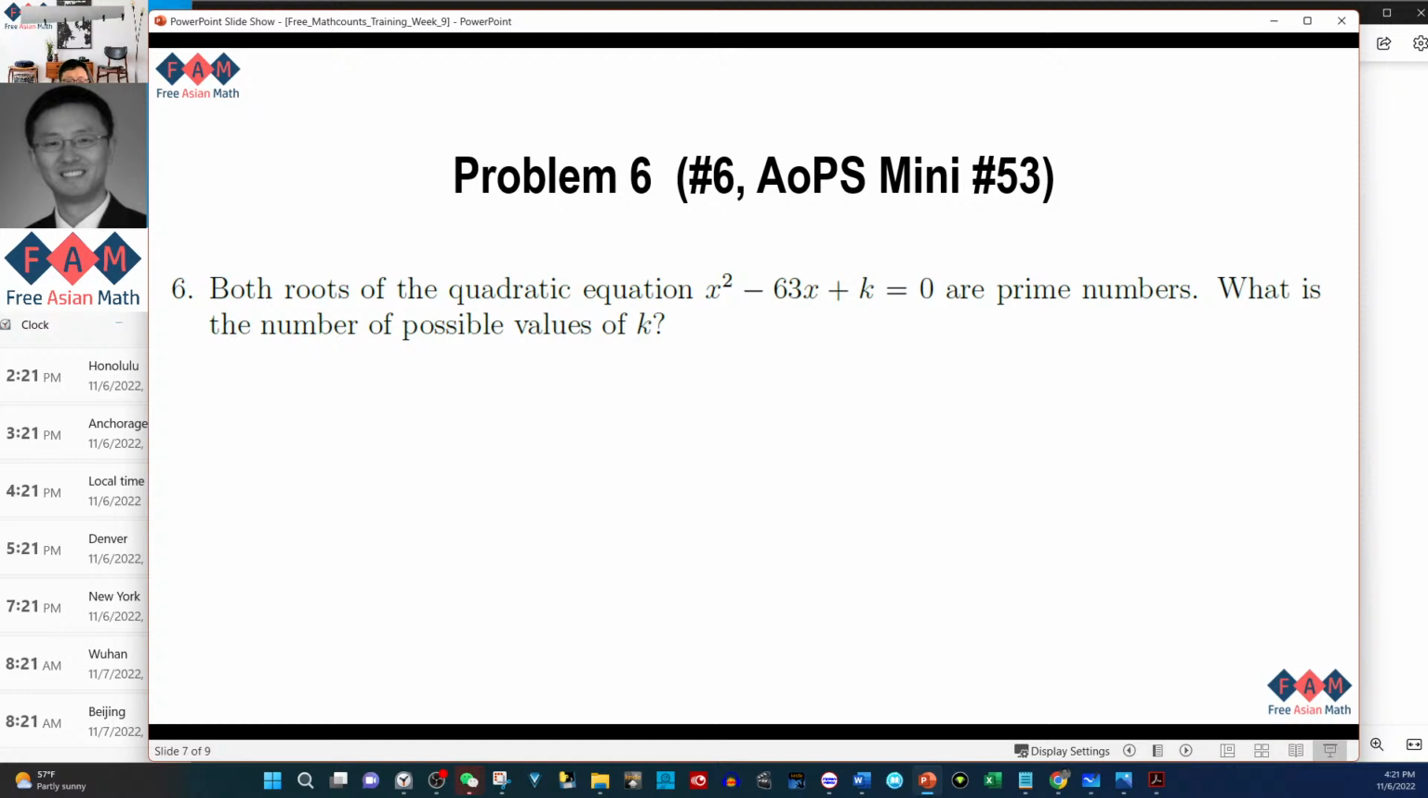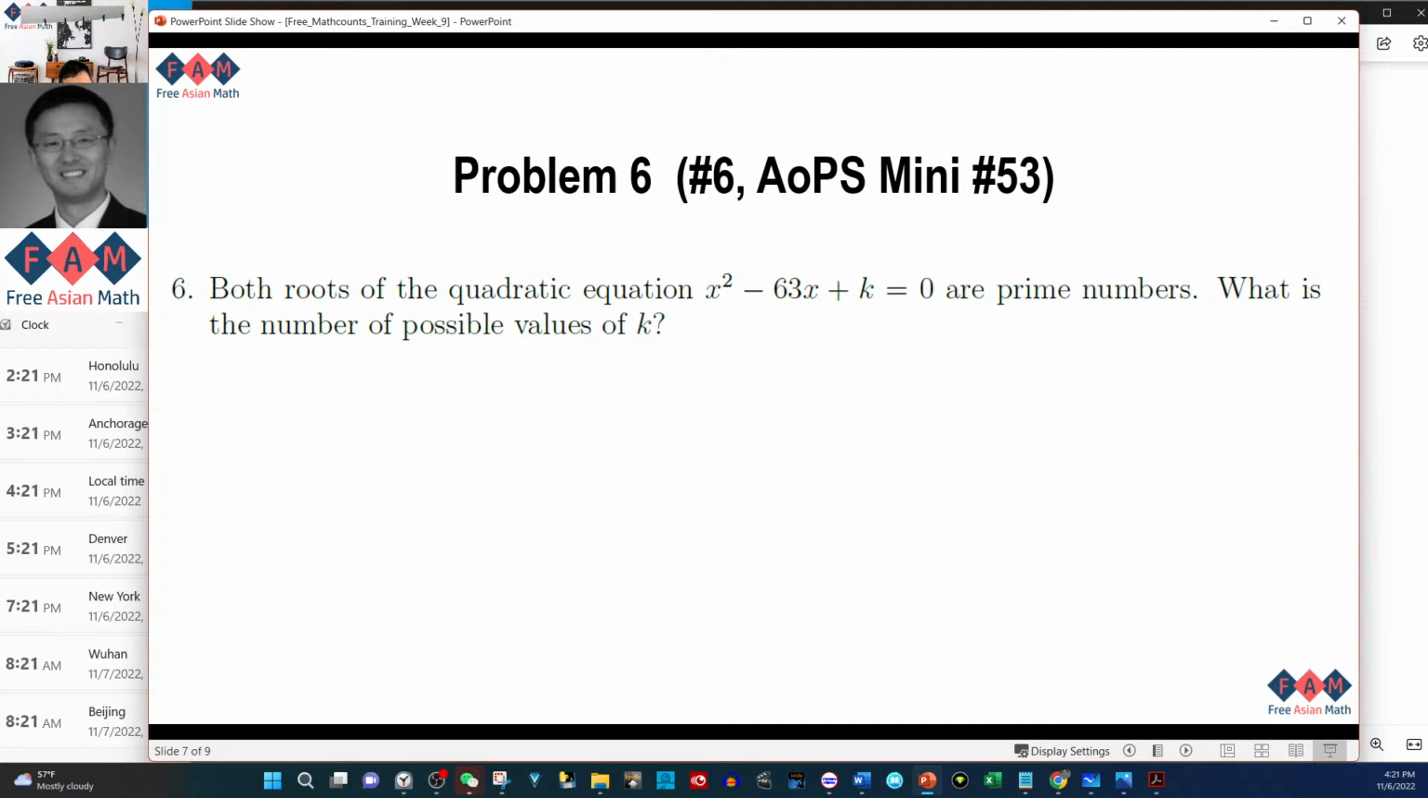This is a standard trick called Vieta's formula. So the next couple of problems are all just that. The problem is that both roots of the quadratic equation x squared minus 63x plus an unknown constant k are prime numbers. So, first of all, what is the problem? We have a quadratic equation, but it is indeterminate in the sense that the constant term is unknown. It's a k, which we need to work out.